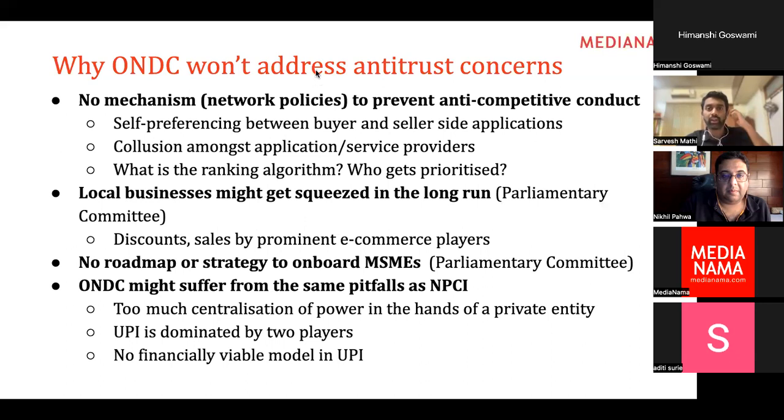So first, in terms of why it might not address competition concerns, starting with, there's no mechanism to prevent anti-competitive conduct. We talked about the network policies, which are essentially the rules or the code of conduct, but the network policies don't have anything to prevent self-preferencing. For example, Amazon onboards onto ONDC. Amazon has a seller-side app and a buyer-side app. There's nothing stopping Amazon from preferring its own seller-side app on the buyer-side app, which is essentially how Amazon works right now. So there's nothing hard-coded in the rules to prevent that.